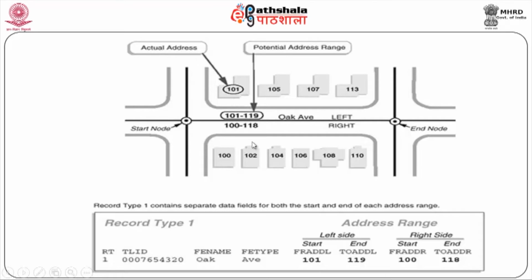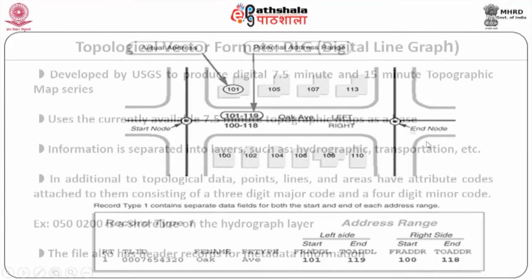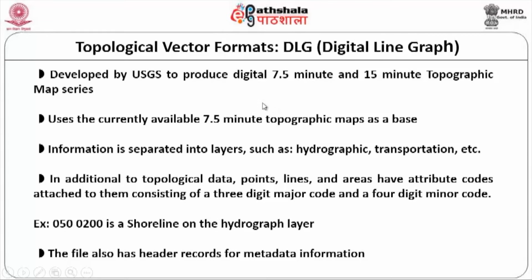So that's a big advantage in your Tiger methodology. We have another method, namely the DLG, digital line graph. This is one method of storing the data. It has been developed by the United States Geological Survey, USGS, and they have produced 7.5 minute by 15 minute topographic maps.